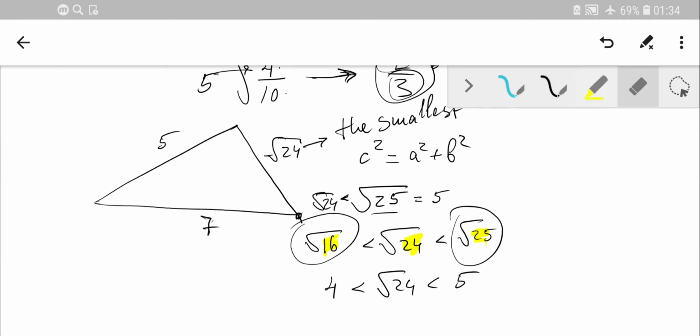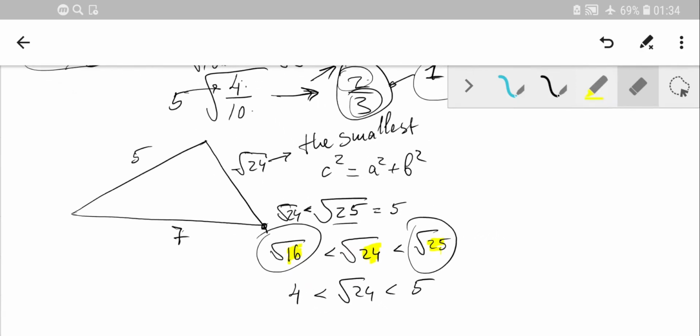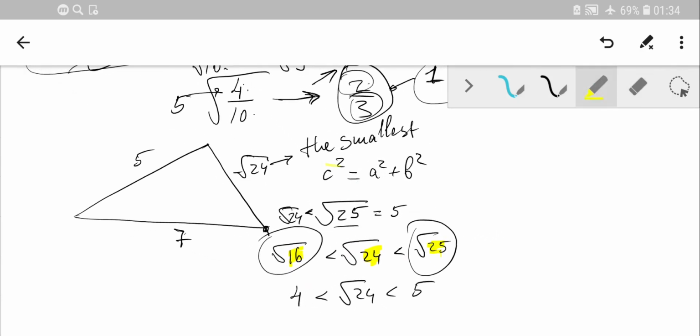In order to prove, to check your statement about c squared equals a squared plus b squared, you simply need to say that 7 is going to be the greatest number. All right, so let's put it and check it.